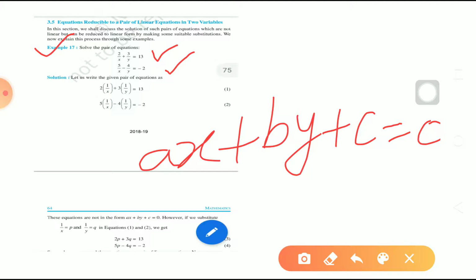As you know how to solve linear equations in two variables, mainly there are two methods, graphical method and algebraic method. In algebraic method, there are three methods: first, substitution method, second, elimination method, and third, cross multiplication method, as we have discussed earlier.